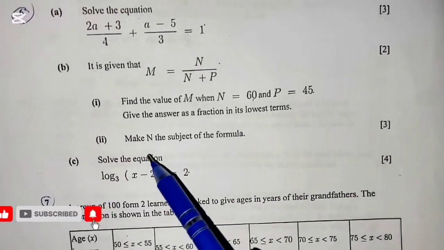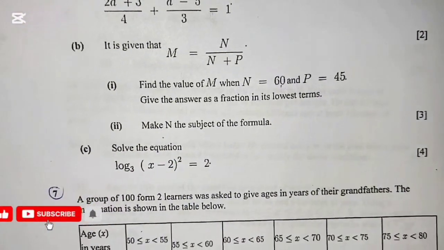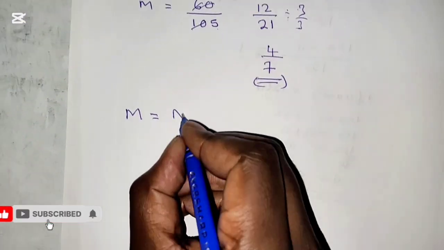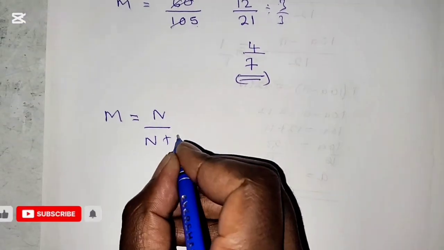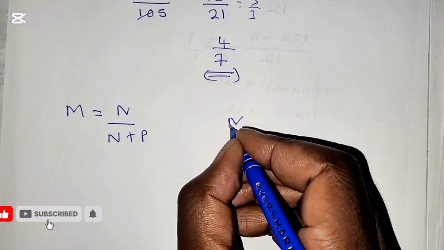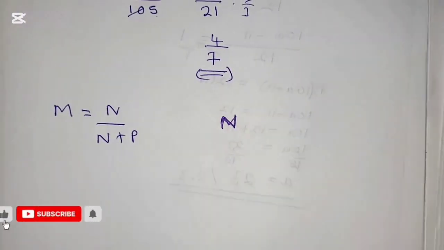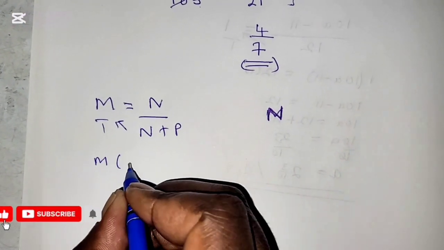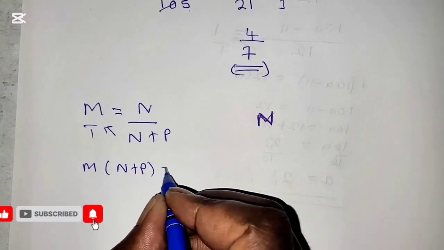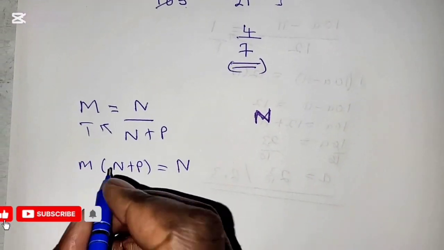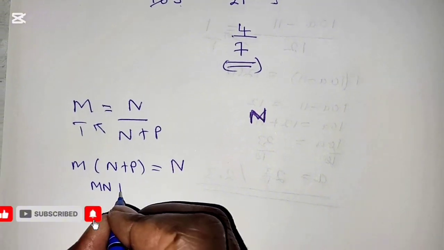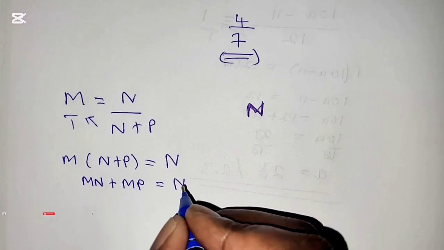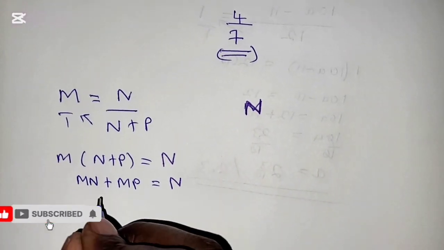All right. Make n the subject of the formula. Wow, it was so simple, guys. So m is equals to n over n plus p. Remember, we want to make n the subject of the formula, so we can cross multiply here. So it's m multiplied by n plus p is equals to n. So m times n, that's mn plus mp is equals to n.